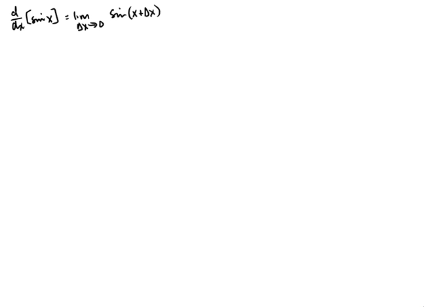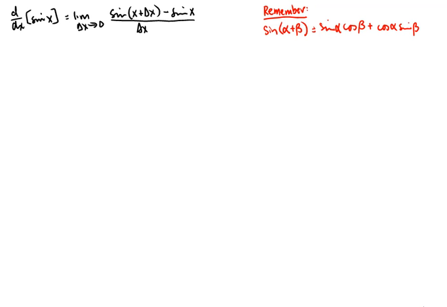So we'll have the limit as delta x approaches 0 of sine of x plus delta x minus sine of x, all over delta x. Now, in order to break this down further, you're going to need to remember a trigonometric identity for the sine of angle sums. And it goes like this. The sine of a sum of two angles is sine alpha cosine beta plus cosine alpha sine beta.